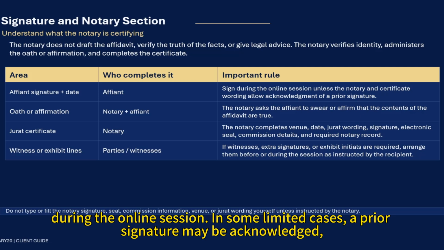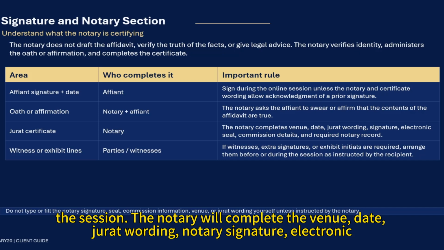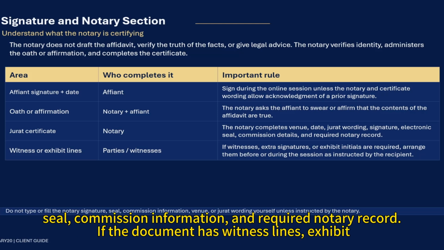In some limited cases, a prior signature may be acknowledged, but for many affidavits with jurat wording, the signer should be prepared to sign live during the session. The notary will complete the venue, date, jurat wording, notary signature, electronic seal, commission information, and required notary record.